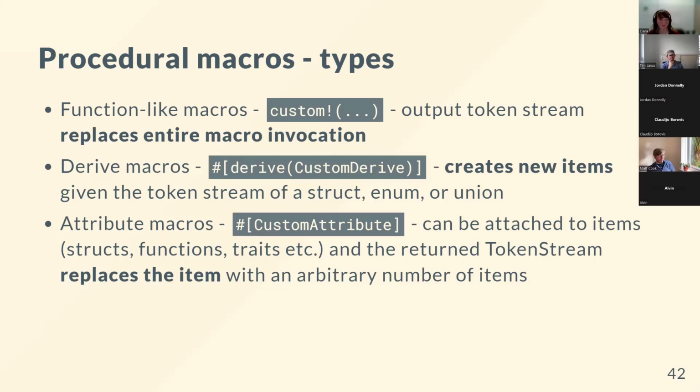You also have attribute macros. So these can be attached to items like structs, functions, traits. You probably have seen them on items within structs as well. And the return token stream is going to replace that item with an arbitrary number of items. So it could output the same thing and something else.